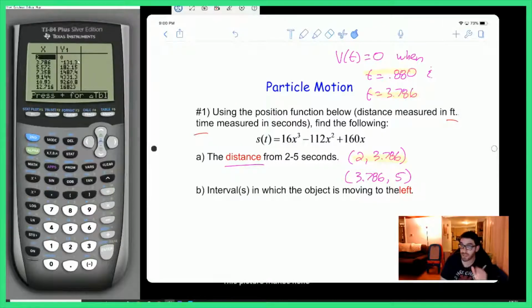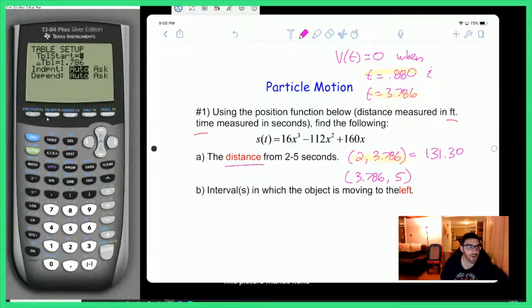units. We're ignoring negative values here because I know that I want a distance, which is all positive units. So the answer in this interval is 131.30 units. Okay, so that's the distance from 2 to 3.786. And then I'm going to start this time at, let's see, I need to go 3.786 to 5.